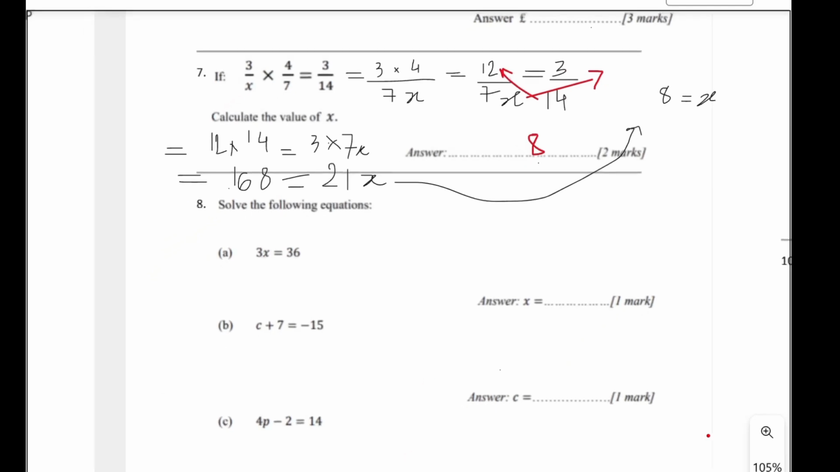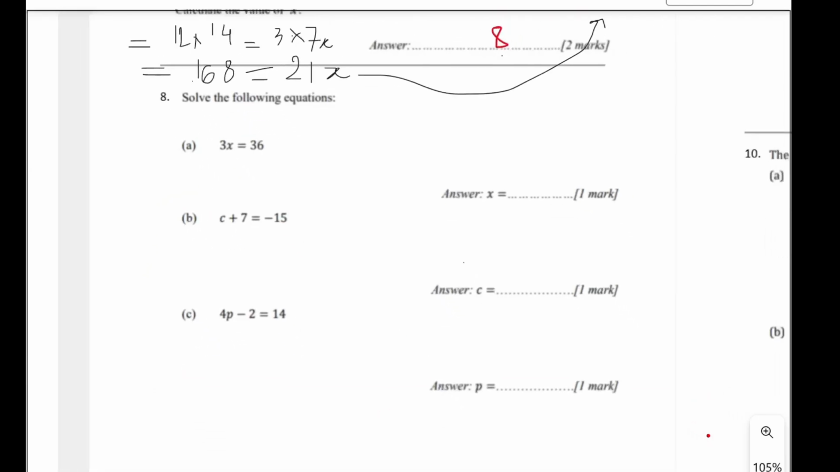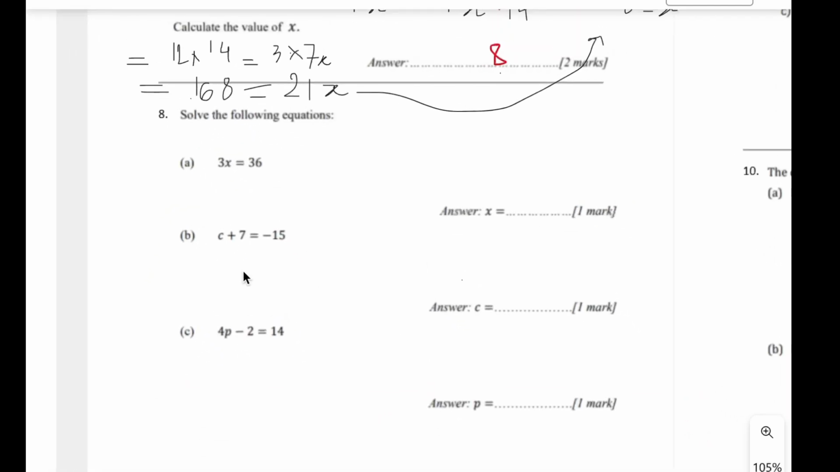Solving the following equations so we can see everything. We have 3x is equal to 36. We are going to divide both sides by 3. So dividing both sides by 3, we get x is equal to 12. Let's put that in as the right answer here.